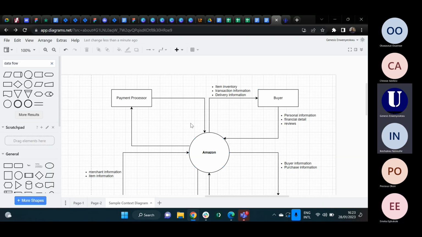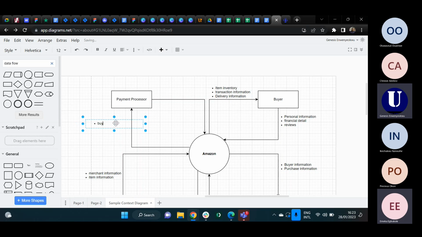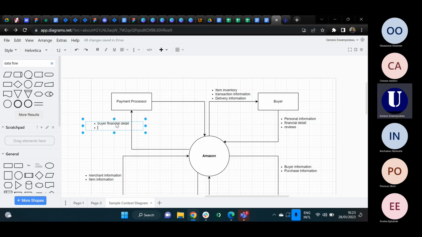Yeah, so for the payments processor, what kind of information would Amazon be sending to them? Anyone have an idea? The buyer's financial details, yeah. What other thing? Then the amount or something. The amount, yes. Item amount, or should I say transaction amount?